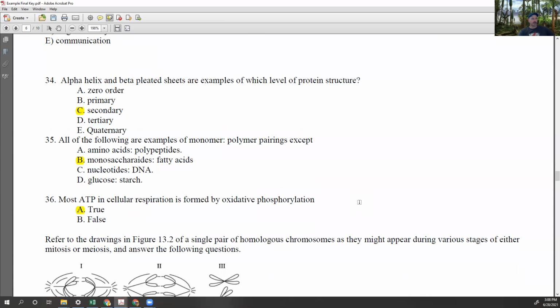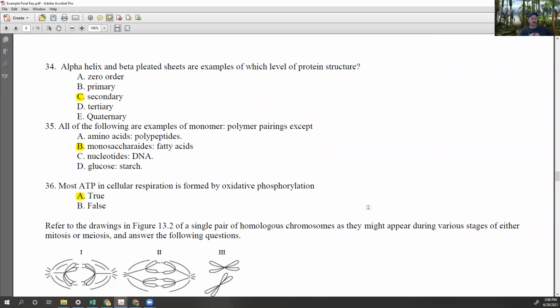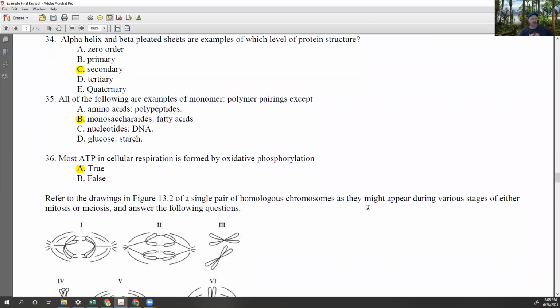34, alpha helix and beta pleated sheets are examples of what level of protein structure? C, secondary structure. 35, all of the following are examples of monomer-polymer pairings except B, monosaccharides and fatty acids. Fatty acids are not part of monosaccharides, and monosaccharides are not part of fatty acids.